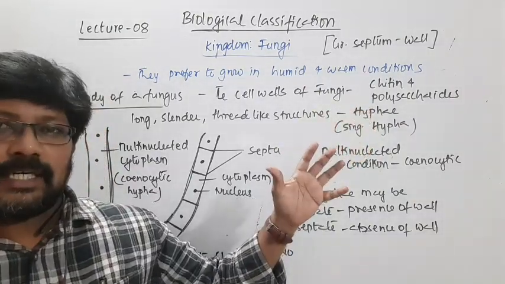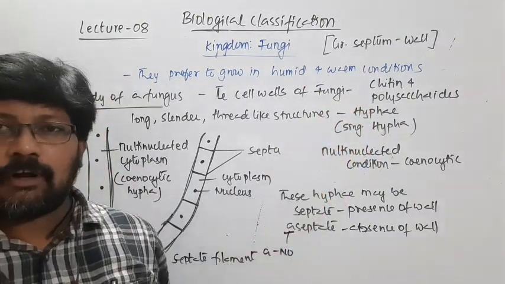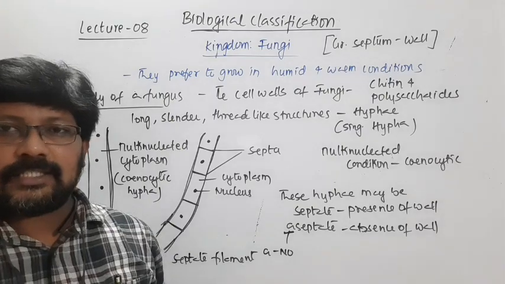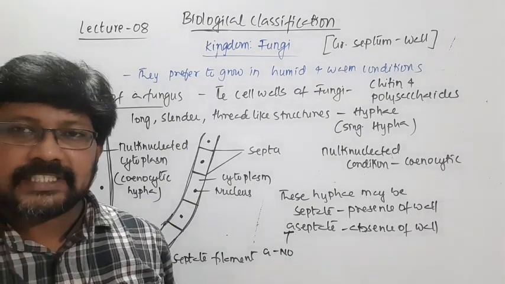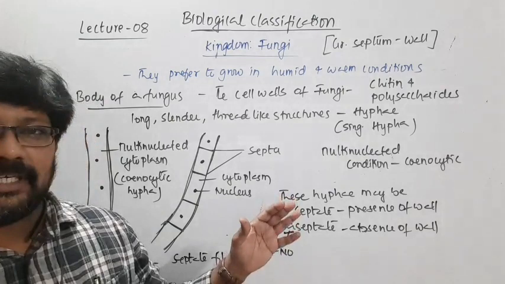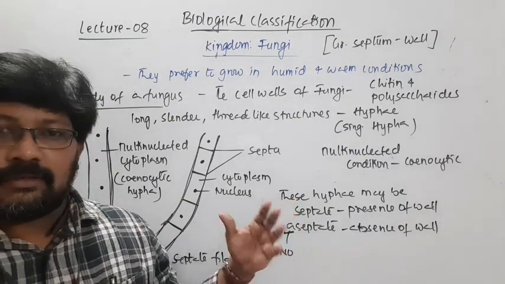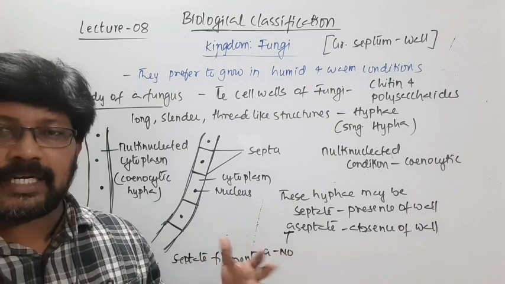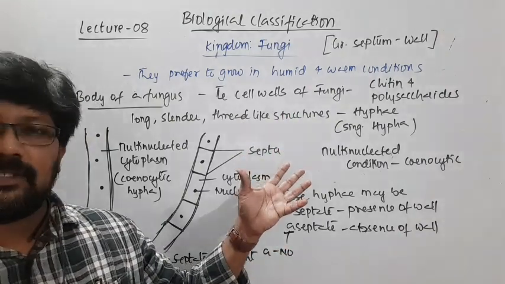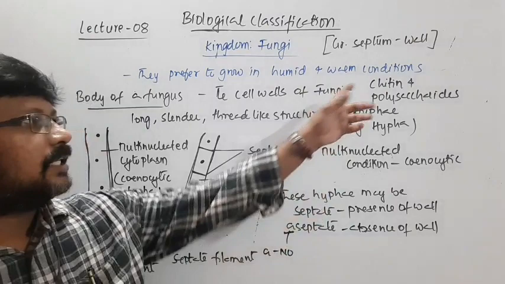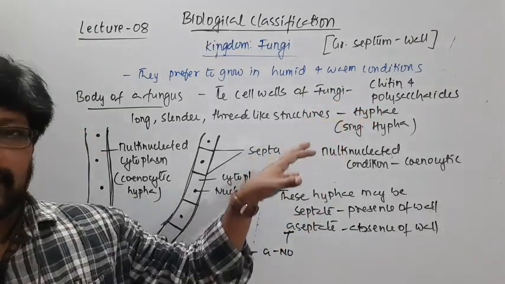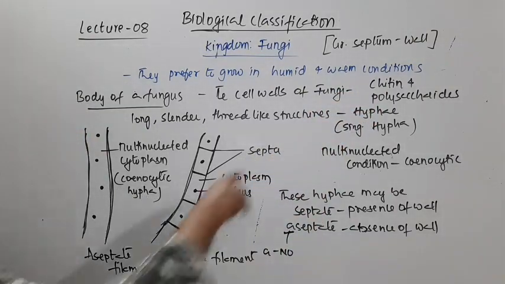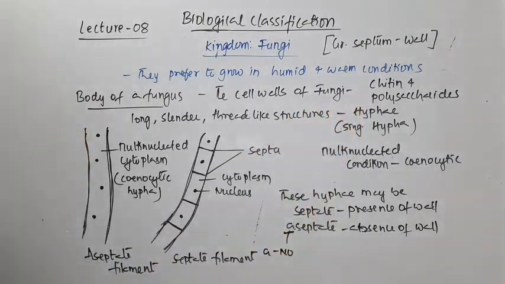When you compare this with the cell wall of plants, the cell wall of plants is composed of cellulose, so that is completely different. Long back, some classifications included all these into one group, but later, when we understood the biochemistry, we separated these fungi. So the cell walls of fungi are made up of chitin and polysaccharides.